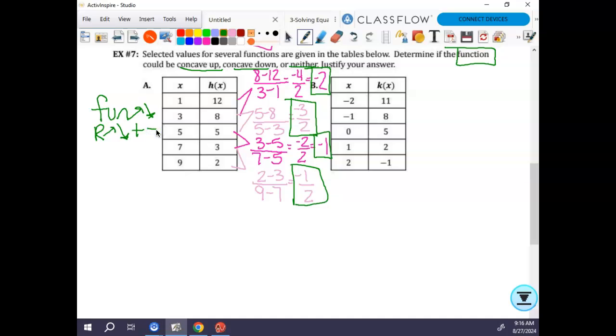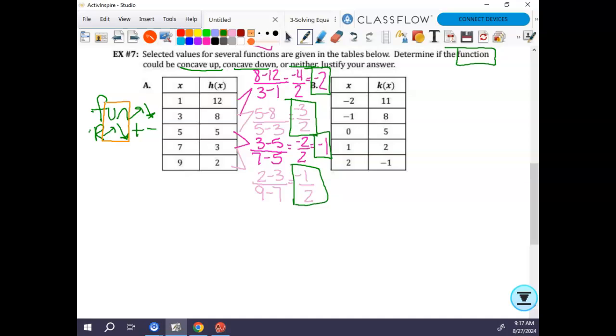Okay. So since I want to know if I'm concave up, concave down, or neither, I'm looking at this part of the fun chart. This is what I want to know about the function. I have information about the rates of change. So now I look at my rates of change and I just have to decide if they are increasing or decreasing. What are they doing? Increasing, right? They're getting closer to 0 from the negative side, so they are increasing.